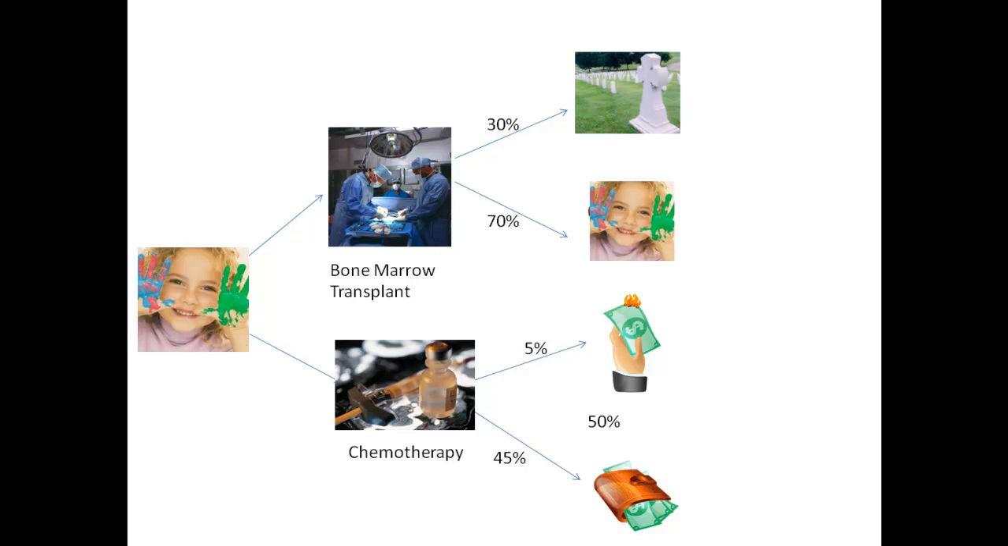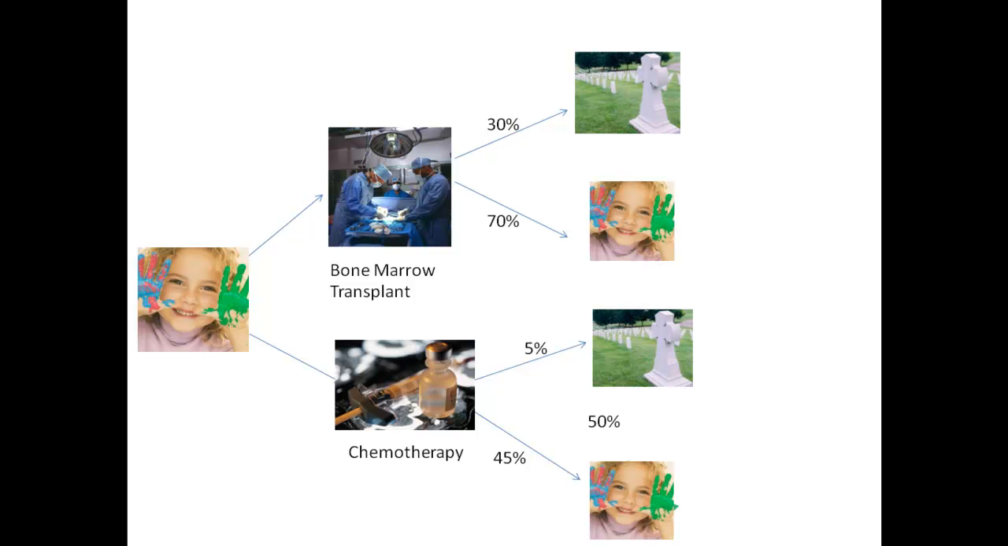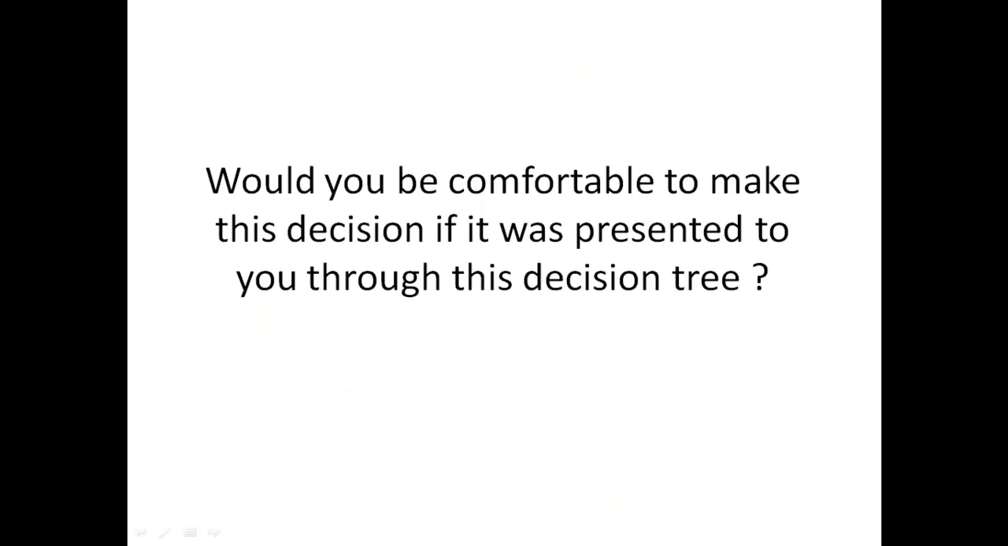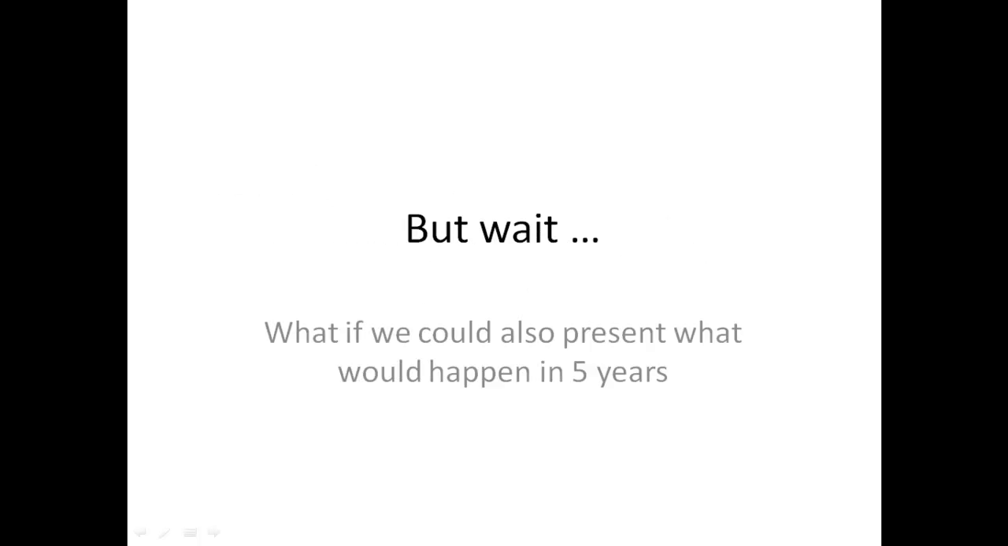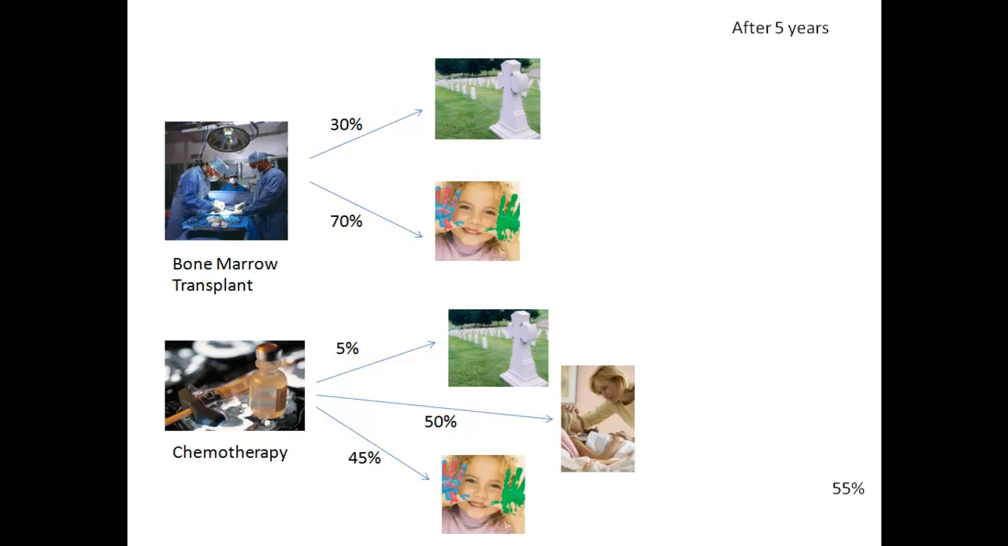The chemotherapy has a 45% chance of cure and a 5% risk of death initially, and a 50% chance of relapse. Would you be comfortable to make a decision if the options were presented in the decision tree? But wait! What if the decision tree could also present what could happen in 5 years? Would you be able to choose a treatment for your daughter?